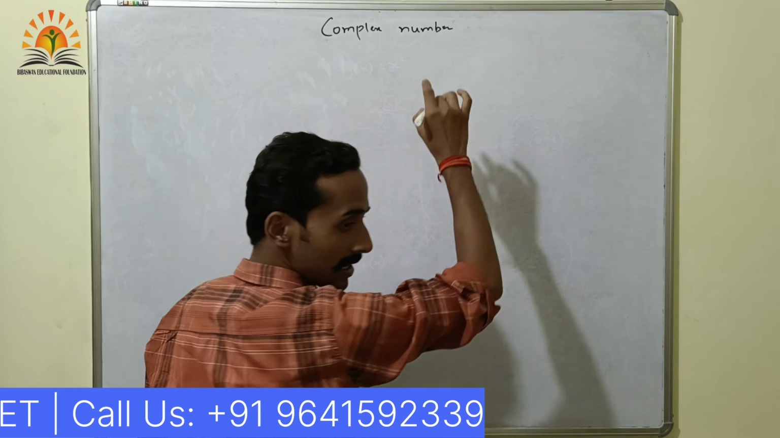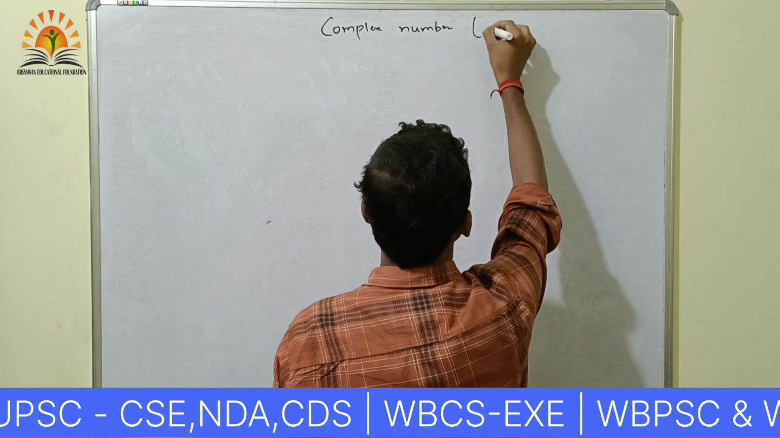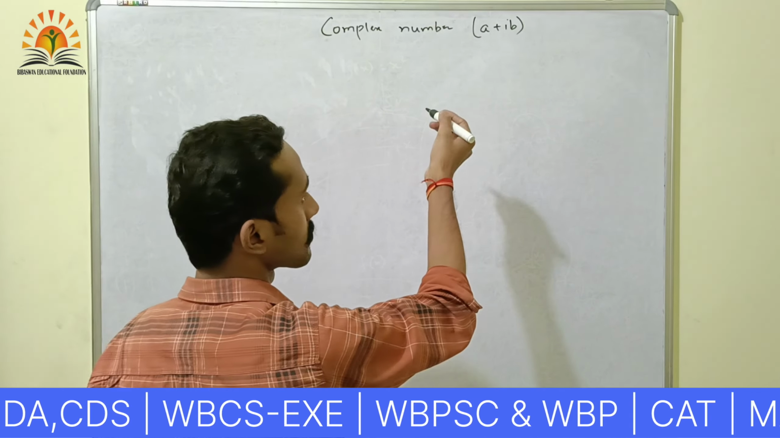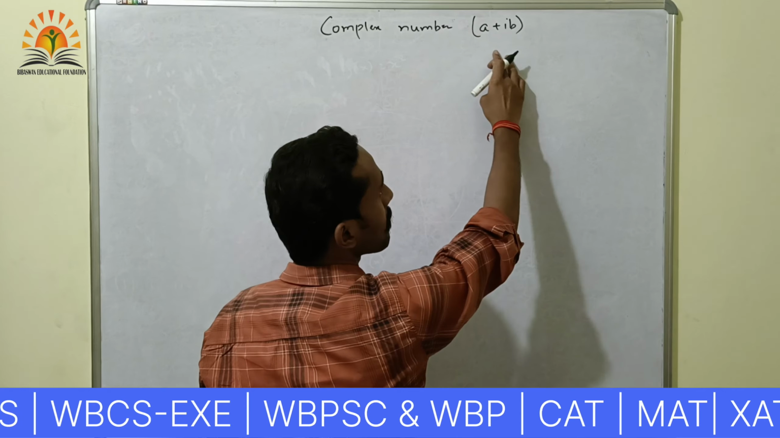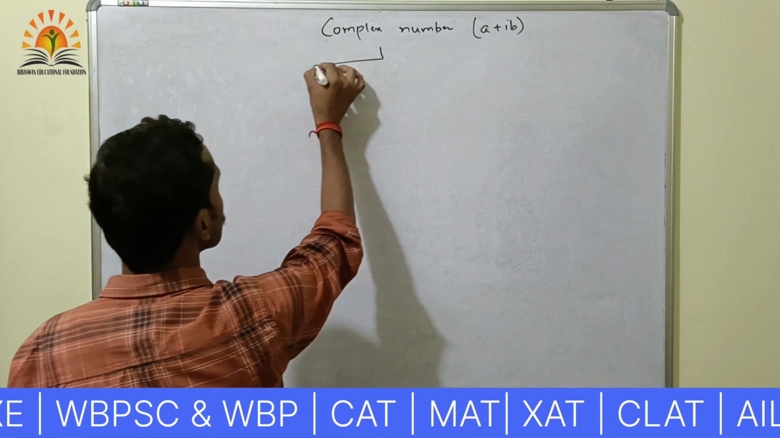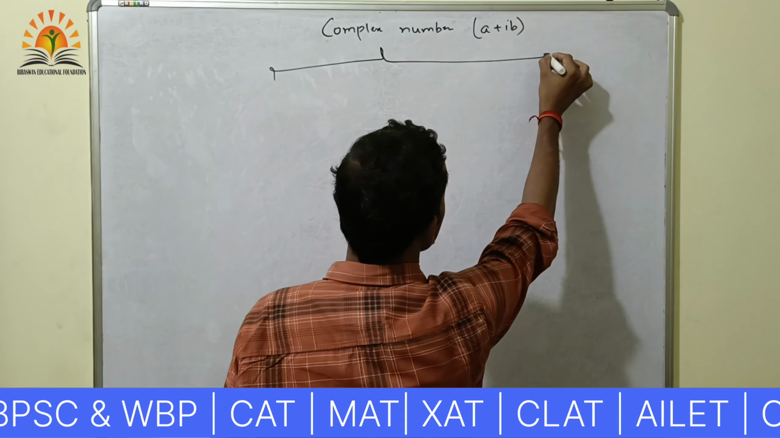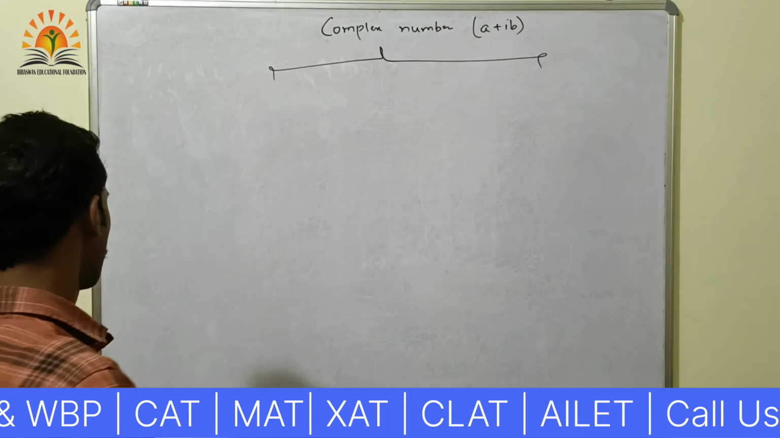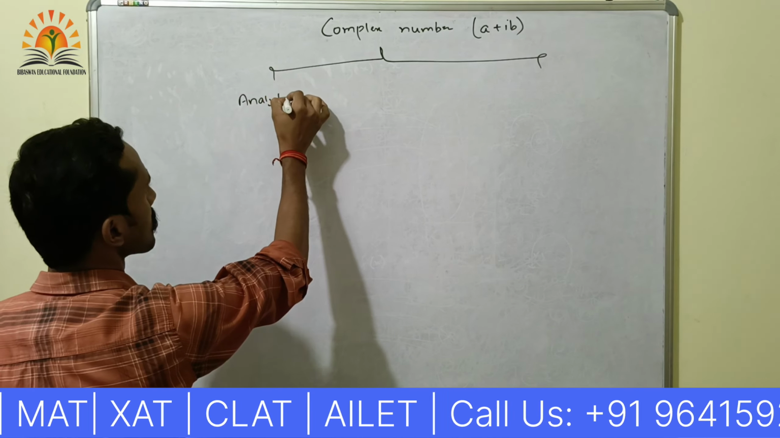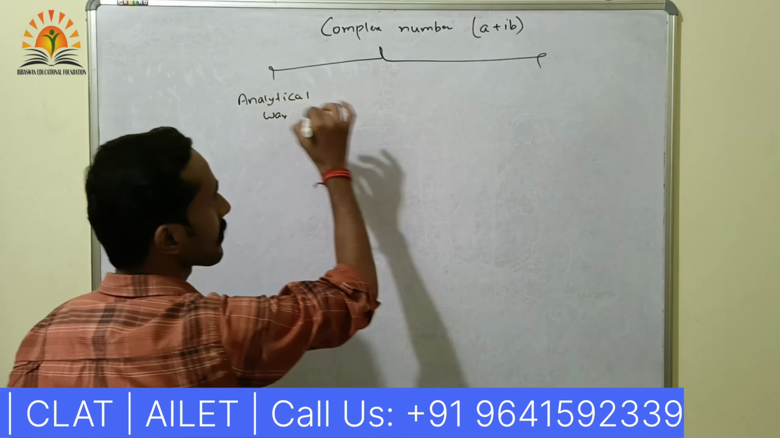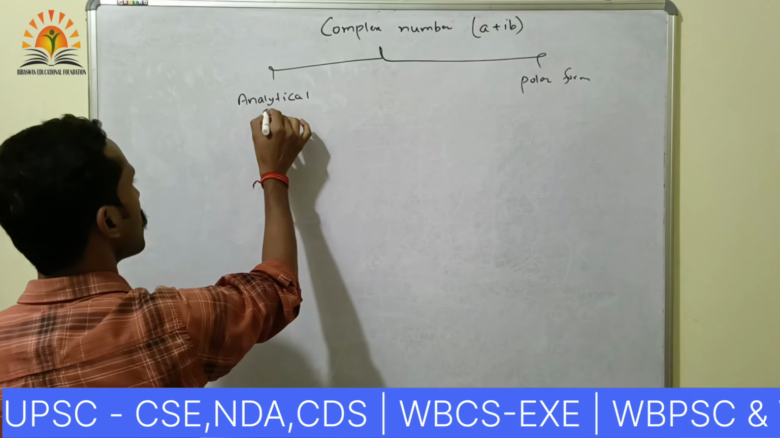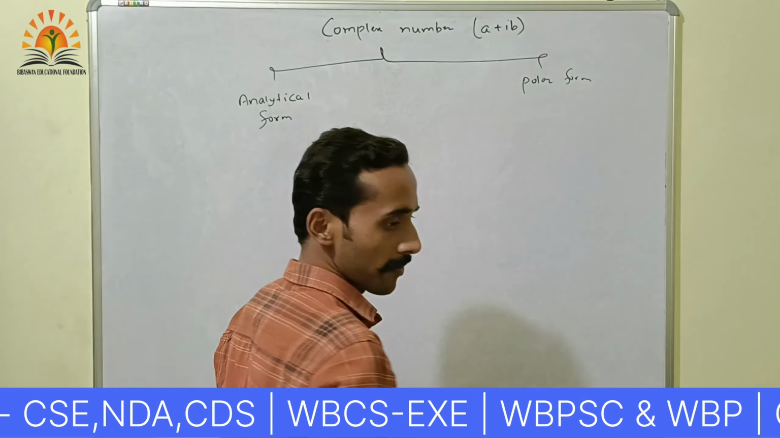introduced complex numbers in our introductory class, that it is nothing but a plus iota b. It is a combination of real part and imaginary part. So we can say that it can be expressed in two ways. The first way is analytical form, and the second way is polar form. Analytical form, polar form, Cartesian form. Okay.